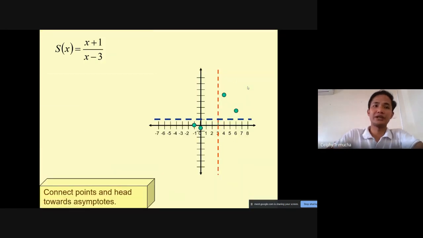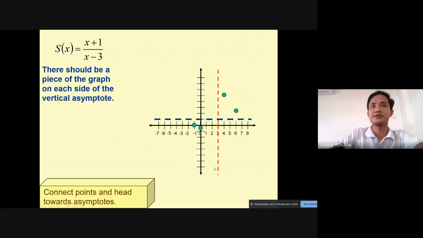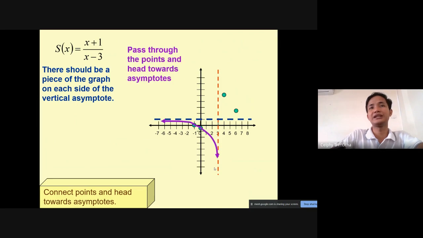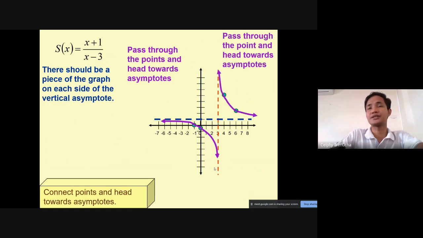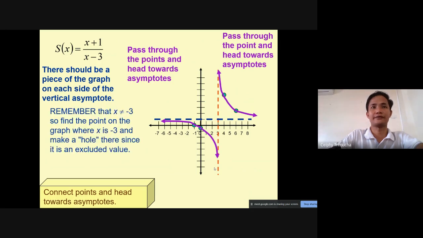Next, we can connect the points and head towards the asymptote. We know there should be a piece of the graph near each of these places. So there should be a piece of the graph on each side of the vertical asymptote. Pass through the points and head toward the asymptote for the right side of our graph.